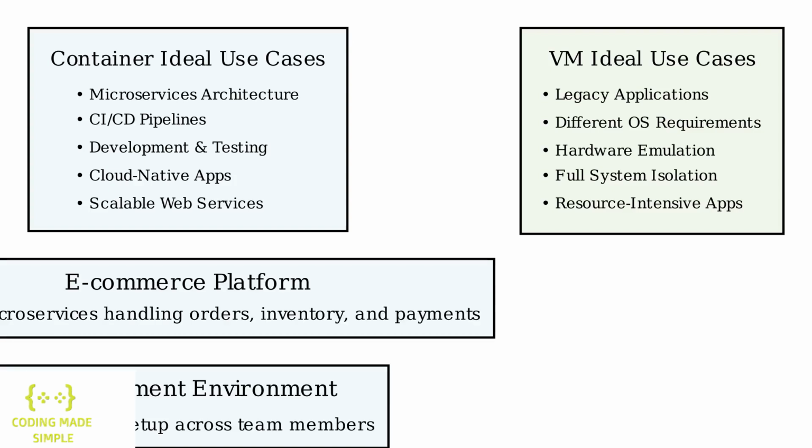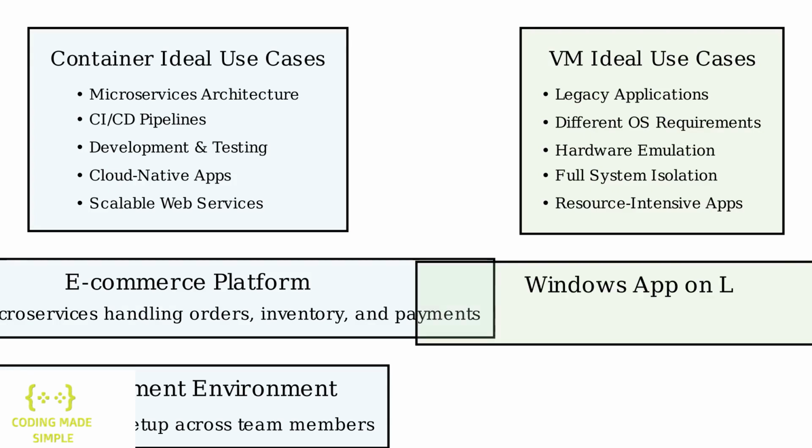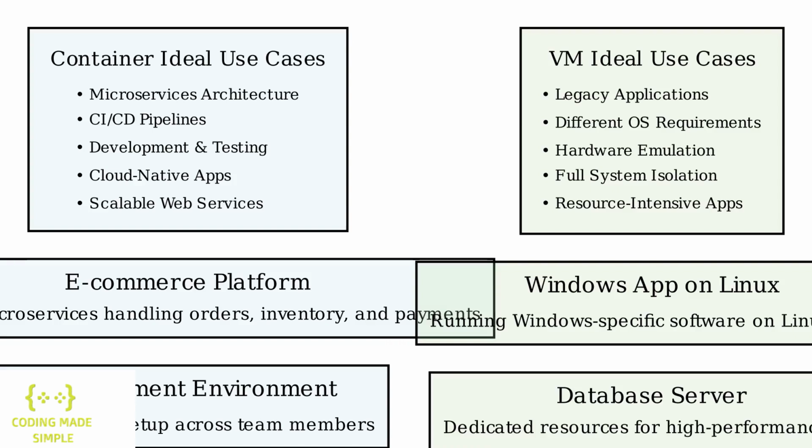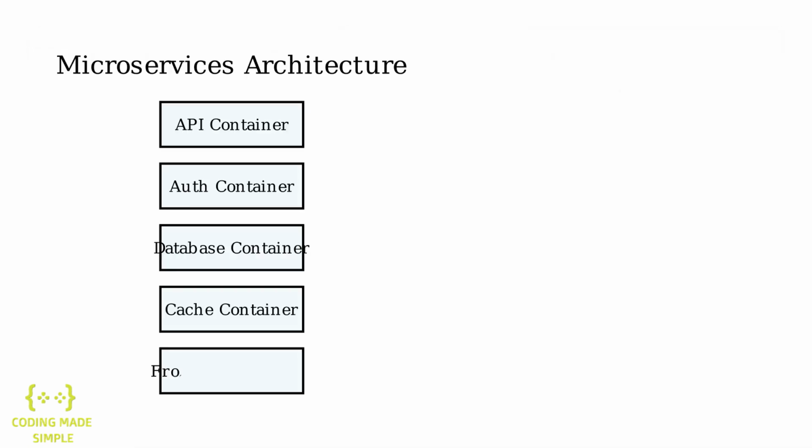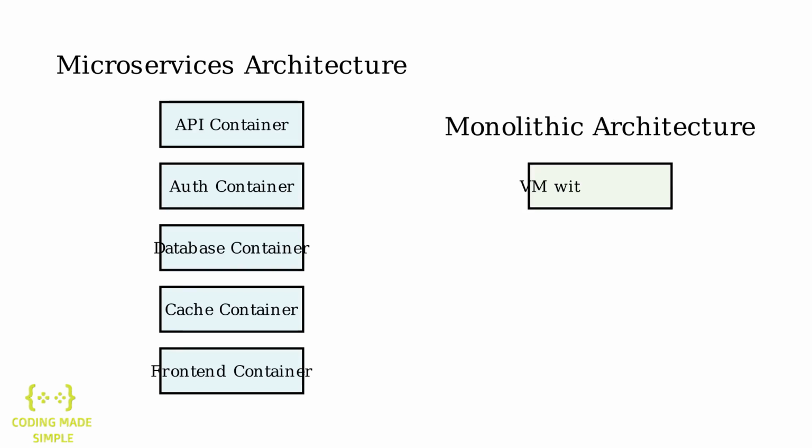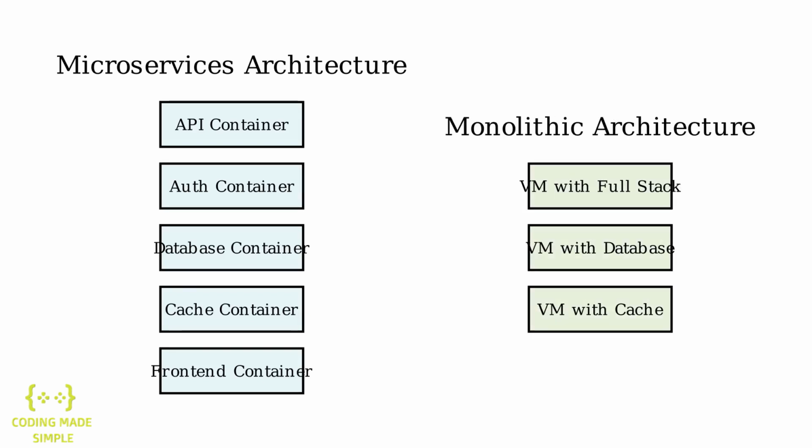For containers, we commonly see e-commerce platforms using microservices, development environments, and API gateways. Virtual machines are often used for running Windows applications on Linux hosts, dedicated database servers, and legacy enterprise systems. In a microservices architecture, containers allow us to break down applications into small, independent services. Traditional monolithic applications often run better on virtual machines, where each component gets dedicated resources.